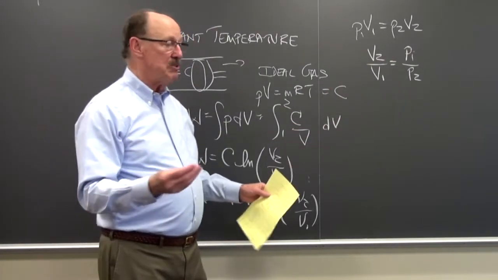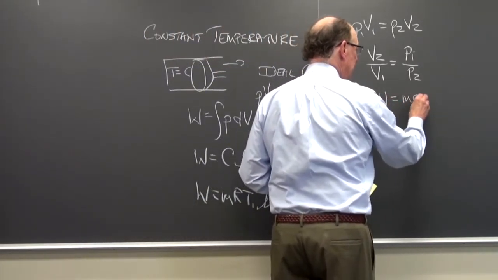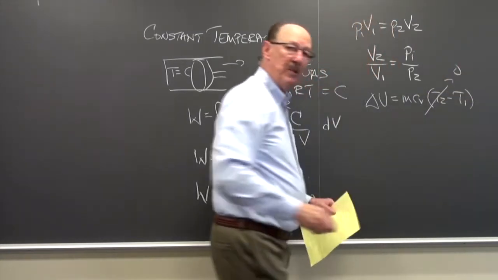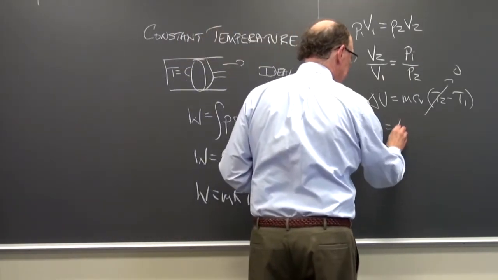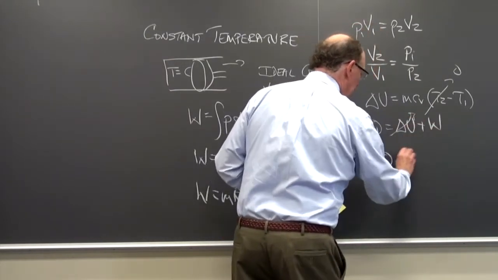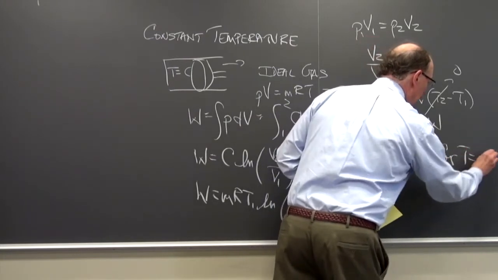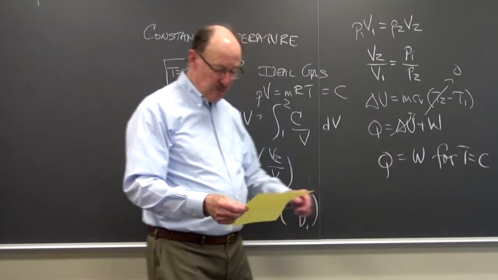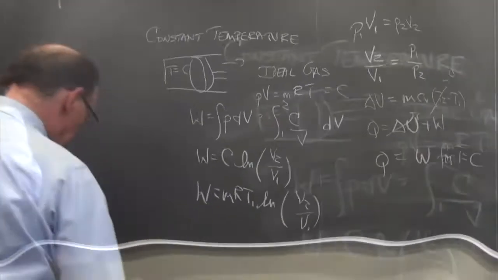For an ideal gas, as we continue, we notice that delta U is equal to M C sub V, T2 minus T1, which for constant temperature is 0. So we end up with the first law of Q equal to delta U plus W, or Q is equal to W for T equals C. So for T equals C, we have the situation where the heat is equal to the work. Let's do an example and put some numbers associated with this.